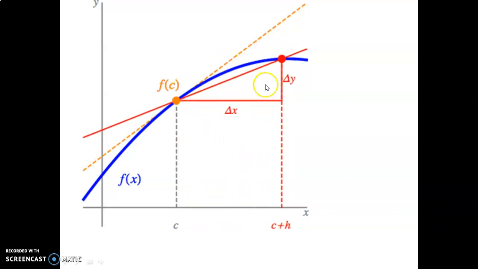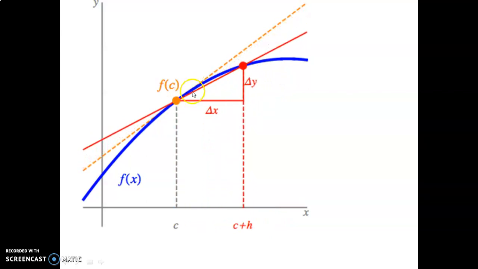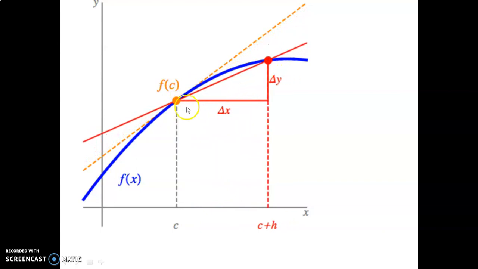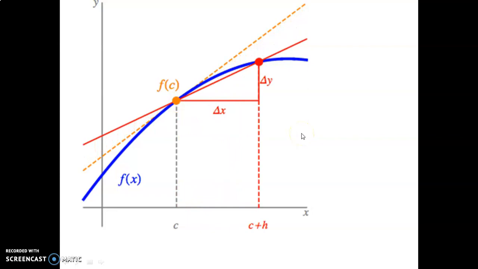So that's our goal with derivatives. Move one point closer to another so that we create a tangent line instead of a secant line, because we know how to find the slope of a secant, but how about at one point? So let's try this concept out.